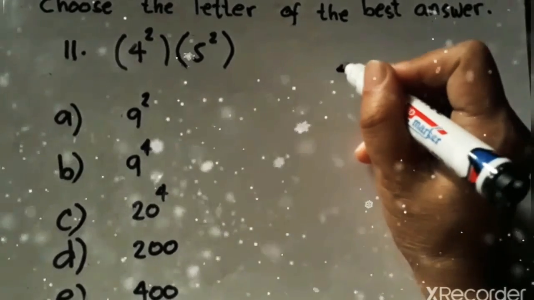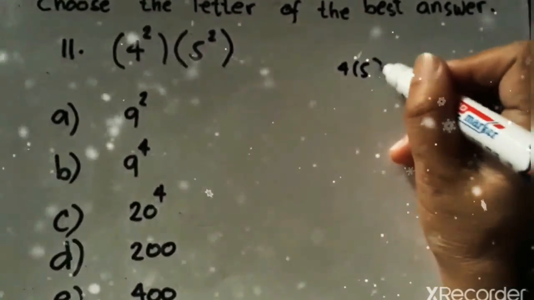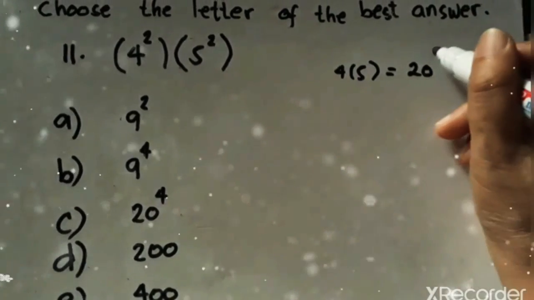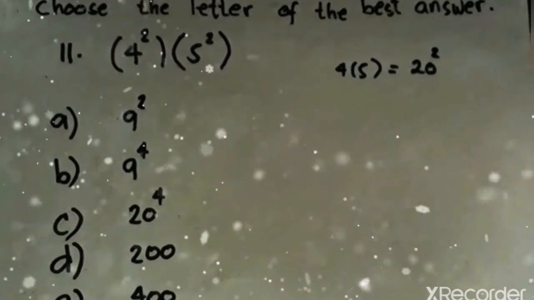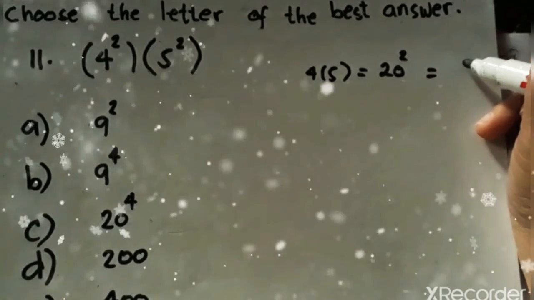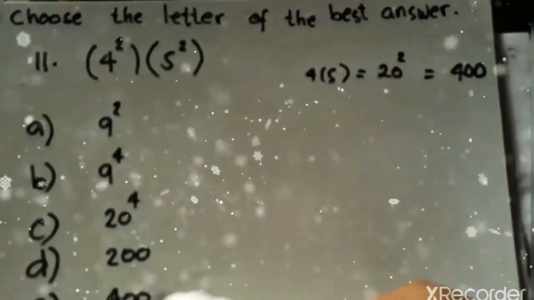So 4 times 5 is 20 and the exponent is 2. So 20 squared is 20 times 20, and that is 400. So 400 is our answer. Letter E.